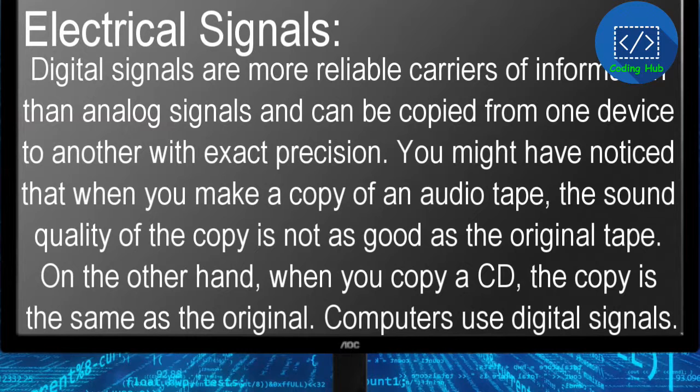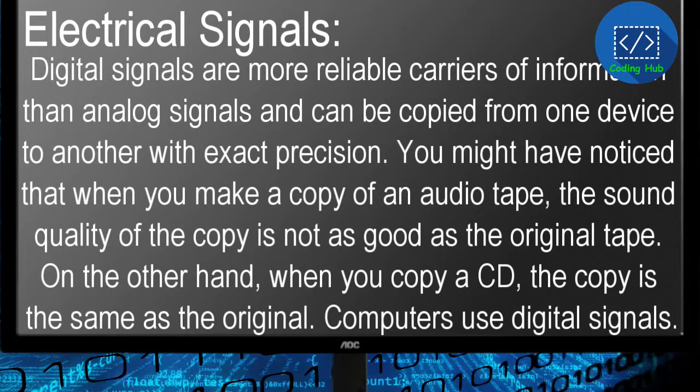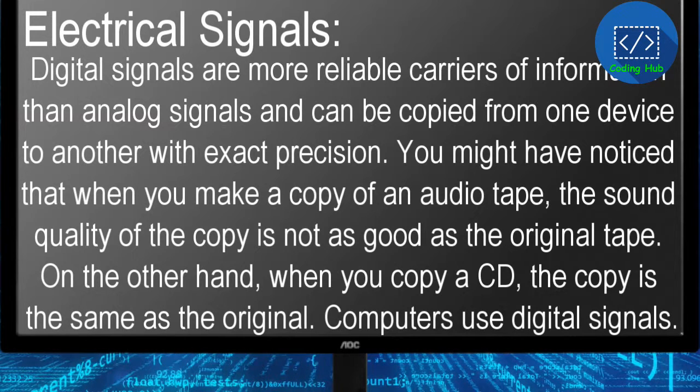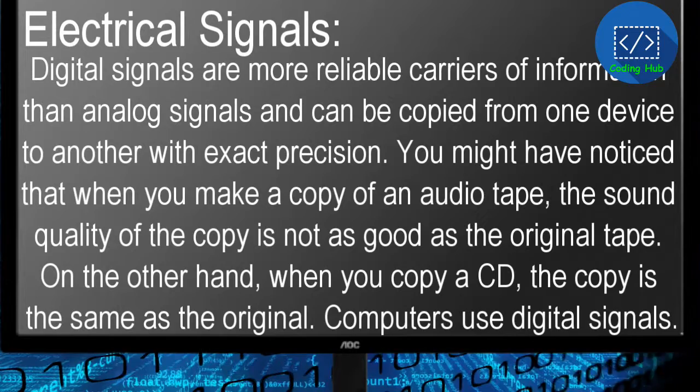Digital signals are more reliable carriers of information than analog signals and can be copied from one device to another with exact precision. You might have noticed that when you make a copy of an audio tape, the sound quality of the copy is not as good as the original tape. On the other hand, when you copy a CD, the copy is the same as the original. Computers use digital signals.